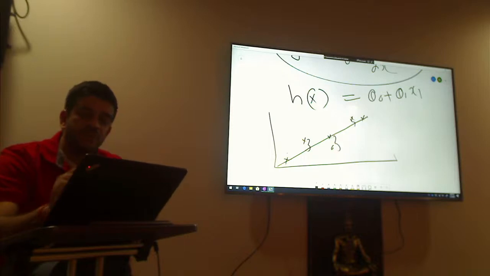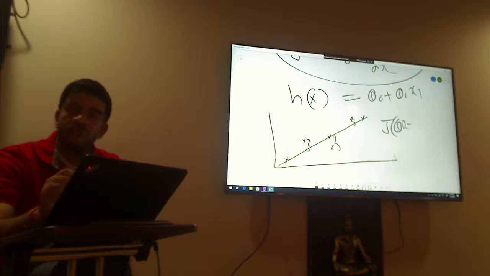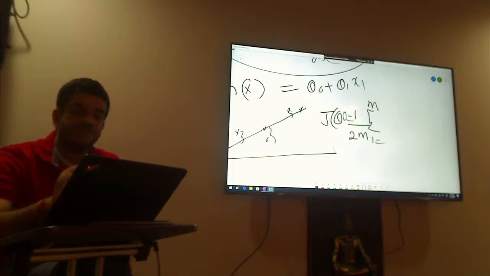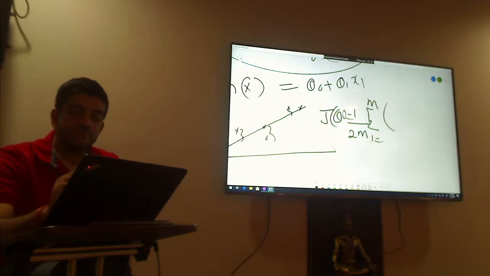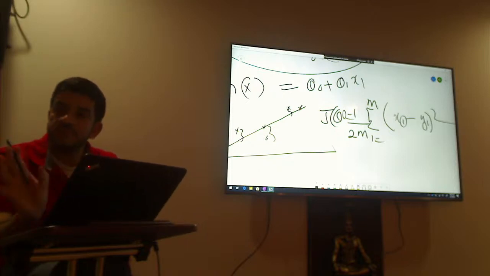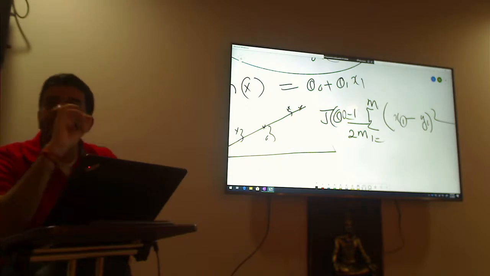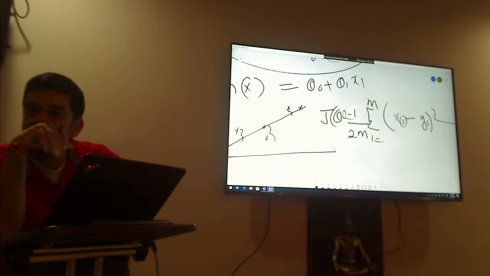We wanted to make sure that J of theta equals, what was the formula? 1 by 2m, sigma i equals 1 to m, of h of x(i) minus y(i), the whole square. This was the formula, right? So what does that imply? That is what I would like to know.